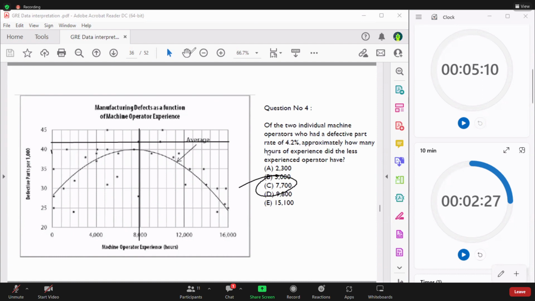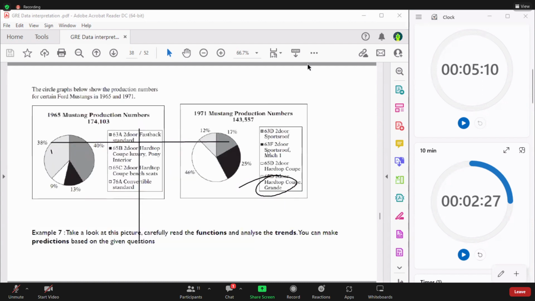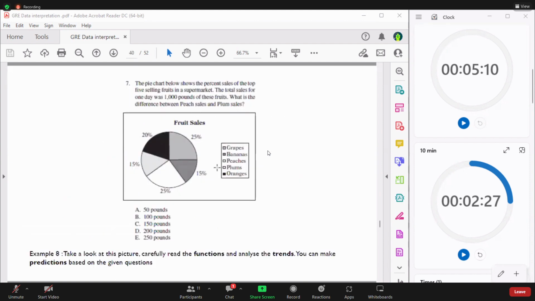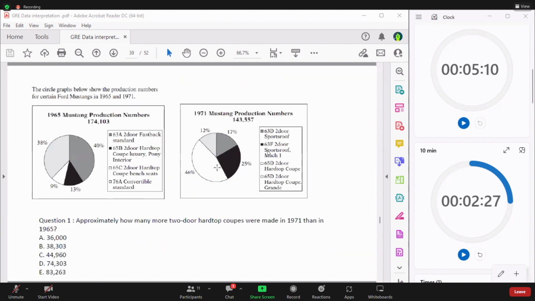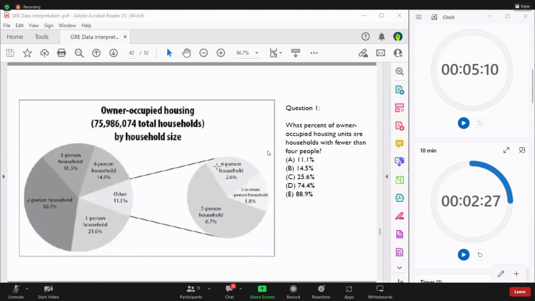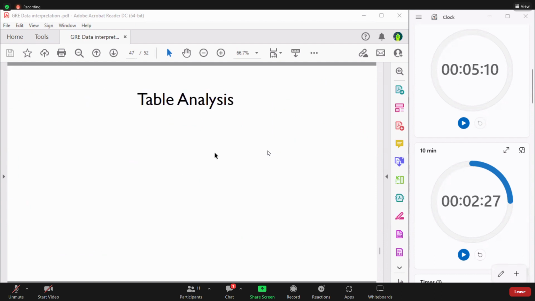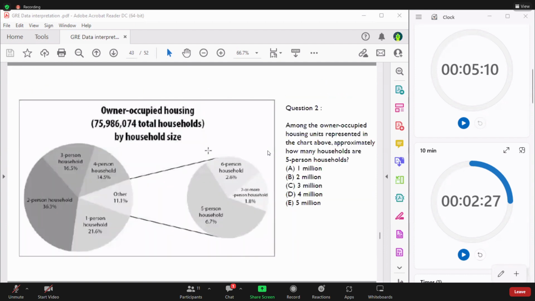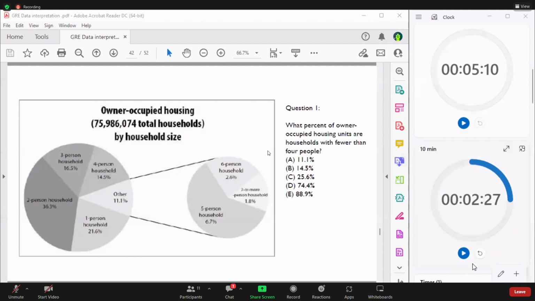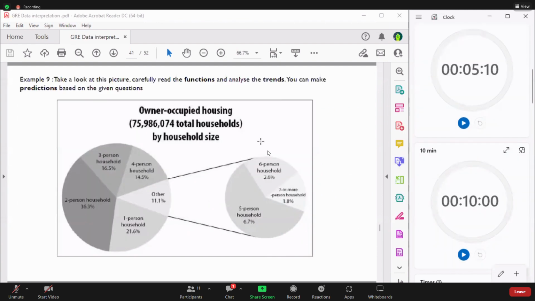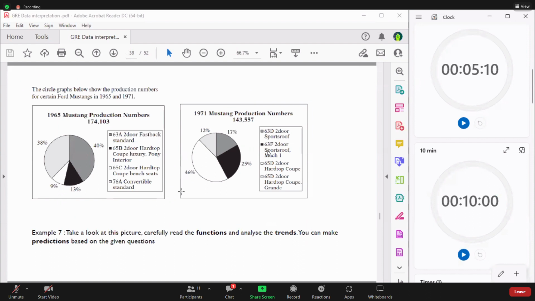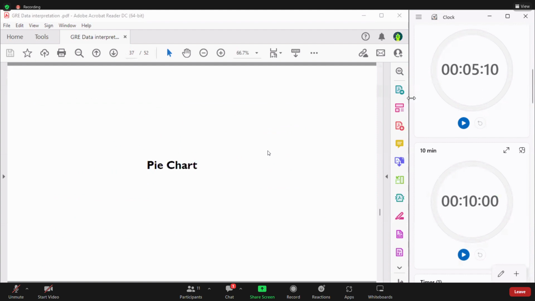Anyone who has not understood this part? Okay, next we have pie charts. These are also pretty easy. One, two, three, four, five, six. Yes, 6 questions. Let's do it side by side. I'll give you 5 minutes to solve these 6 questions and then we'll discuss them.